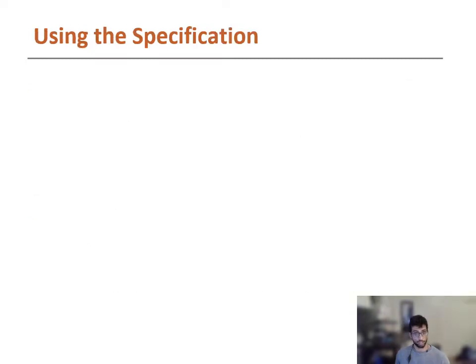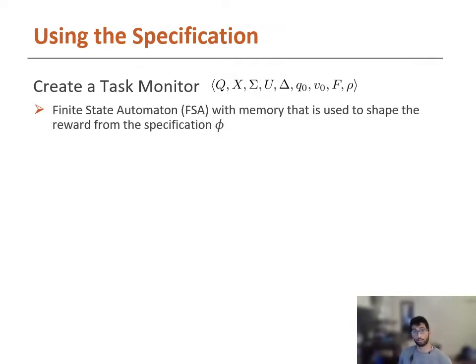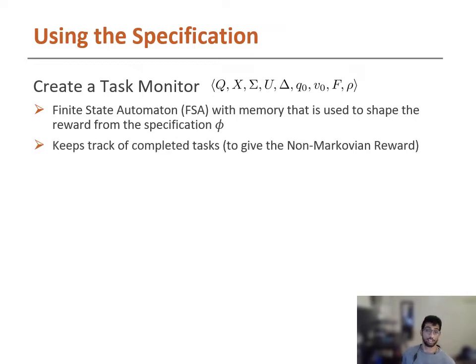Using this specification is non-trivial. First, we create a task monitor. This is basically a finite state automaton, but it has memory, and it is also used to capture the extent of the task completed at any given point. And this is needed since the tasks can be sequential, and this means the reward is non-Markovian in the state, in the sense it needs to know the history and what tasks have been completed as well.